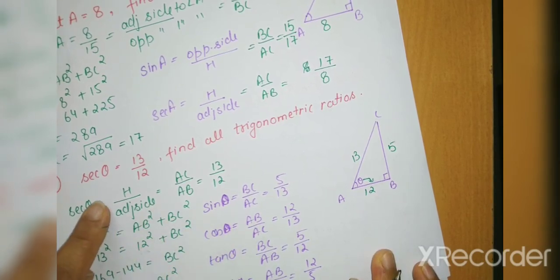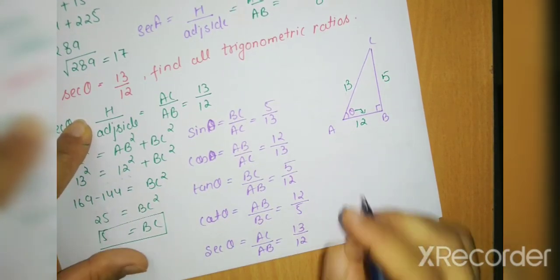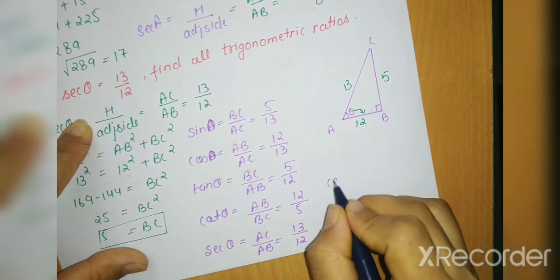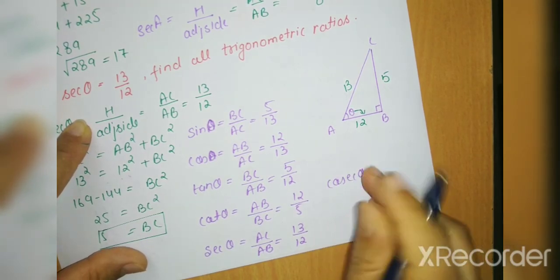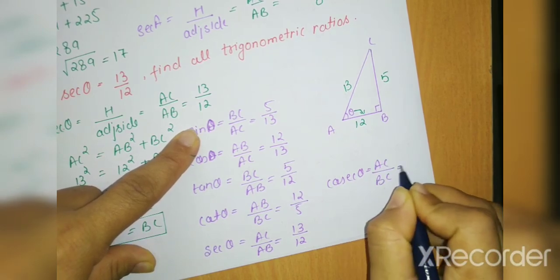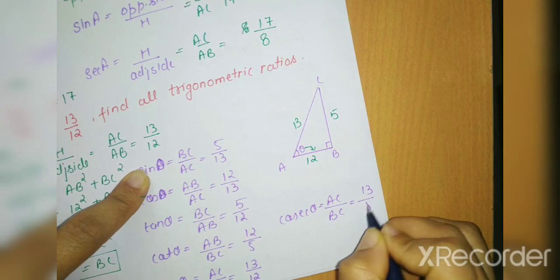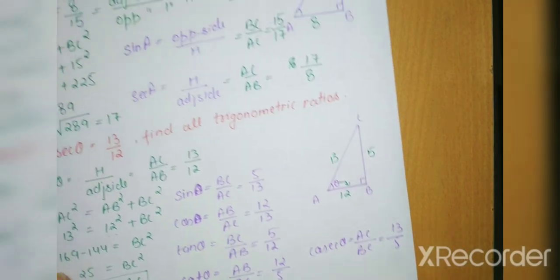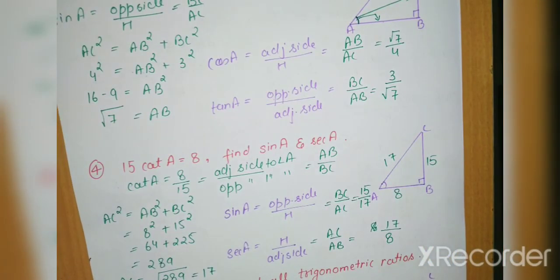That only they have given in the question. The last one we have is cosec theta. And see, cosec theta is a reciprocal of sine theta. So here I can write AC by BC, that is 13 by 5. So this is the question number 5 of exercise 8.1.